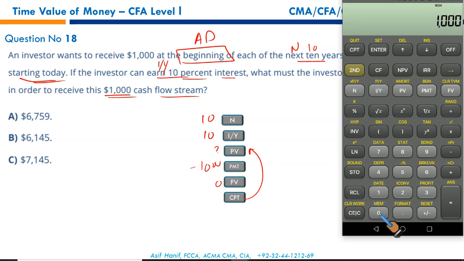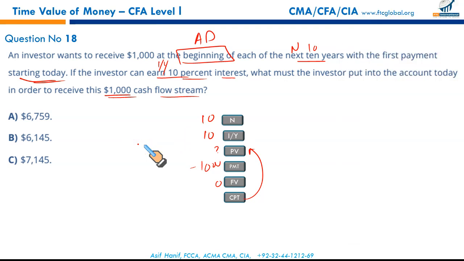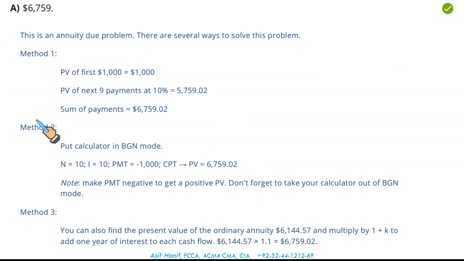Negative 1,000 is your recurring payment. 0 is the future value. You need to calculate the present value, and it is 6759. Please make sure to quit the beginning mode, otherwise there will be errors. Right now it's perfectly fine. So we got a result of 6759. That makes A the correct option, and A it is.